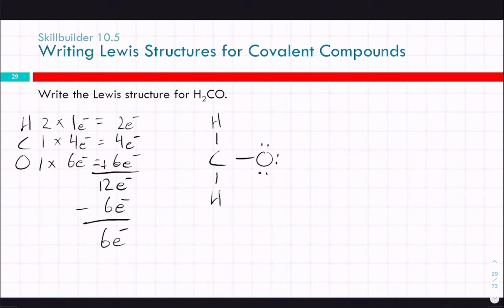So our next step is to count and make sure we have octets. So for carbon, it's got 2, 4, and 6. Oxygen's good, 2, 4, 6, and 8. So oxygen can share one of its lone pairs with carbon. And so we'll get a double bond between oxygen and carbon, giving everything an octet if it needs it, or a duet for the hydrogens. All right.